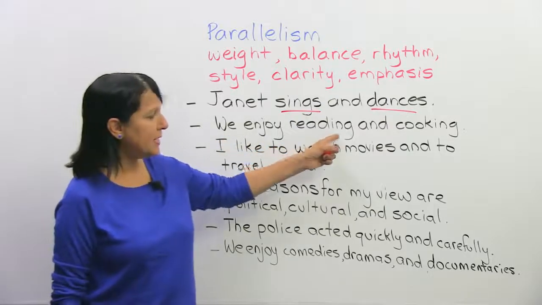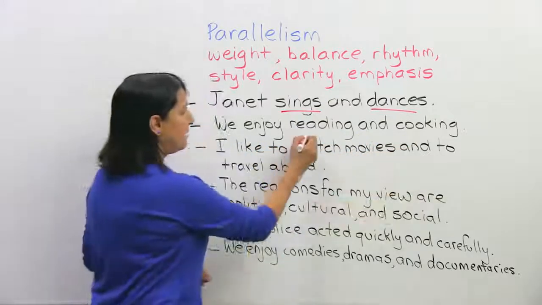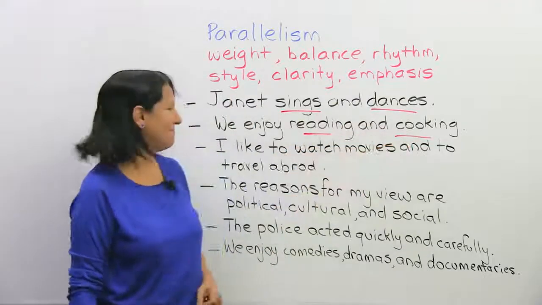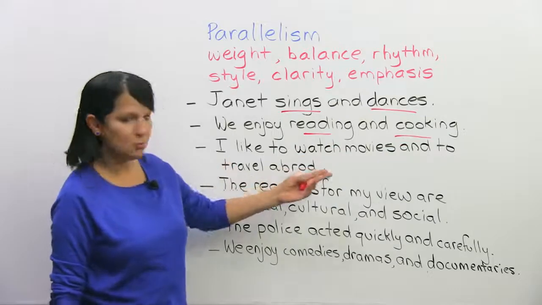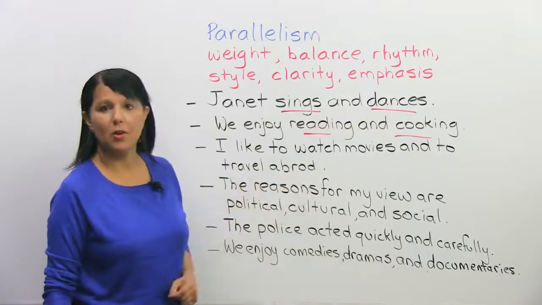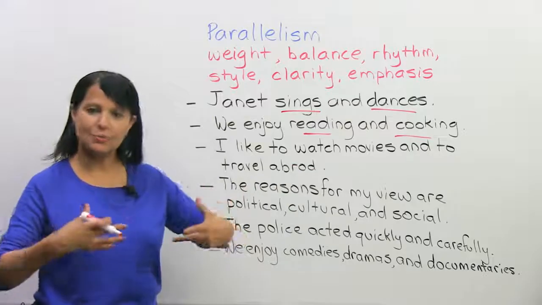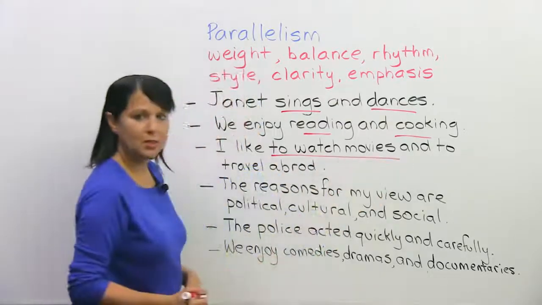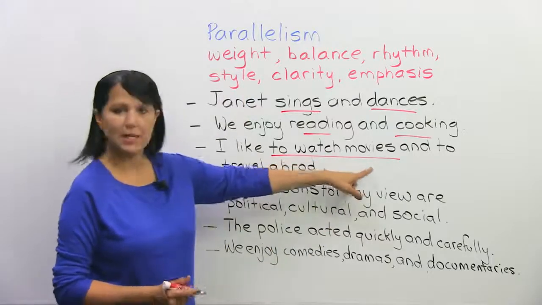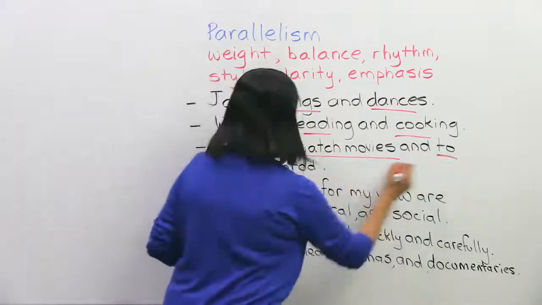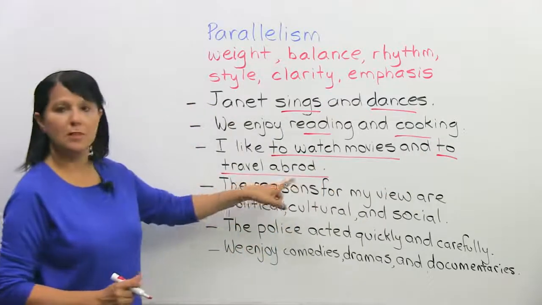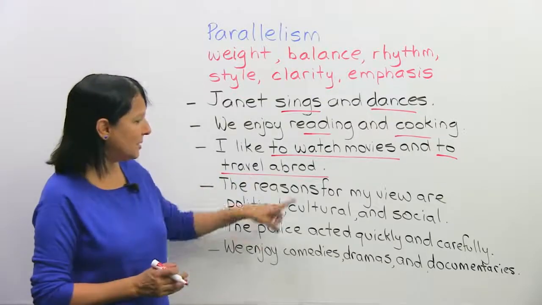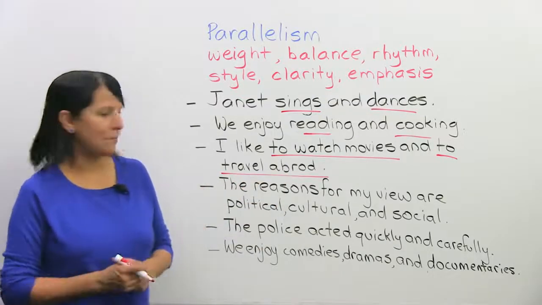We enjoy reading and cooking. Here we have two gerunds, reading, cooking. Next, I like to watch movies and to travel abroad. Okay? Now you see how that seems really balanced? Okay? So we have to watch movies. So we have an infinitive and a noun, and to travel abroad. To travel, infinitive, and well, it's not a noun, but it's like a noun. It functions like a noun.